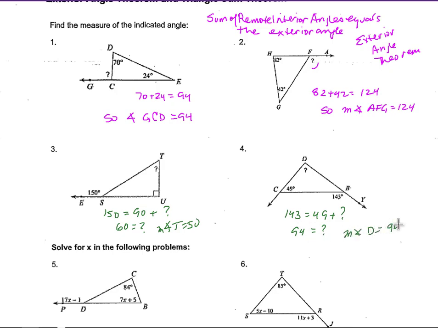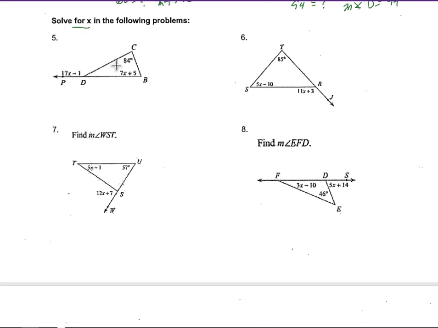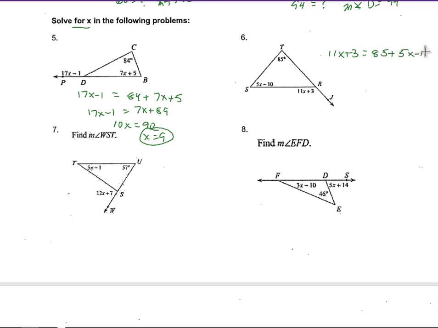In the next problems, we solve for x. The exterior angle 17x minus 1 is equal to 84 plus 7x plus 5. Then we need to solve for x, and that's all we need to do for this one. So we combine like terms, take 7x away from both sides, add 1 to both sides, we get x is equal to 9. For number 6, 11x plus 3 is equal to 85 plus 5x minus 10. Combine like terms, and take 5x away from both sides, and take 3 away from both sides, x is equal to 12.